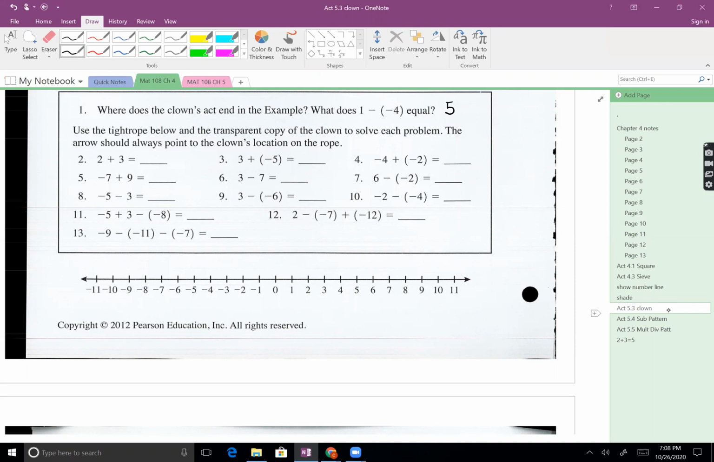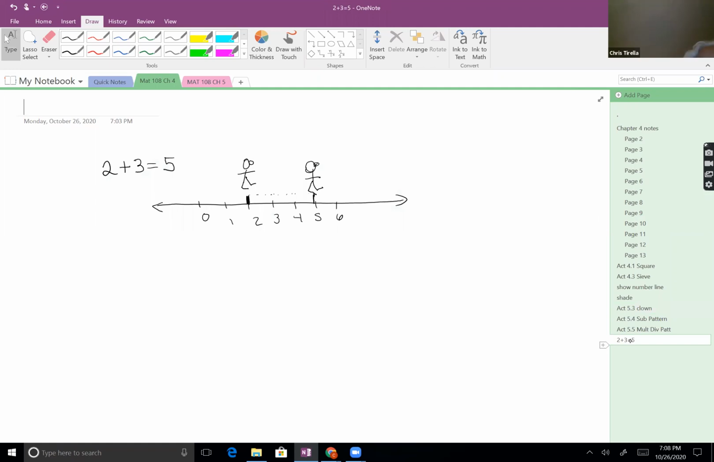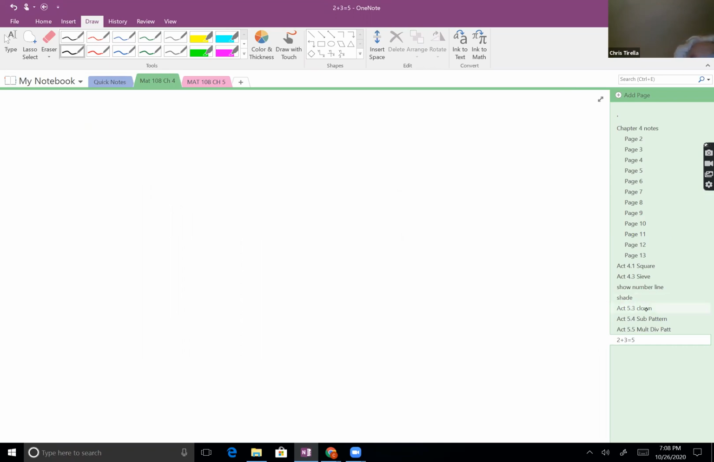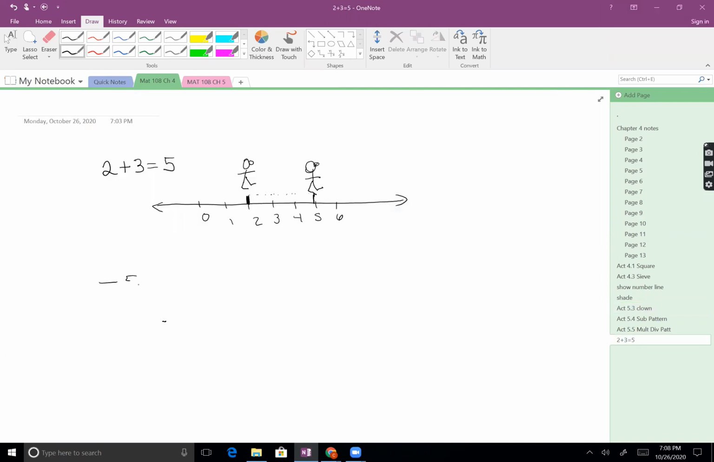I haven't done these in a while, so I'm really stuck on number 11. Well, are you doing it with the clown or are you just doing the arithmetic? I was just doing it arithmetically. I was trying to do it with a clown. So number 11 was the one that started with -5. Okay. So he's facing the left. Well, let's look at it and see.